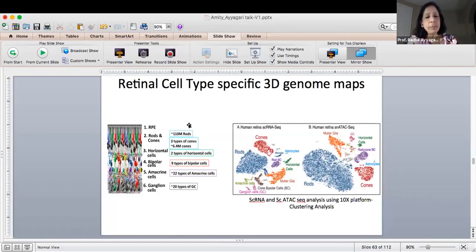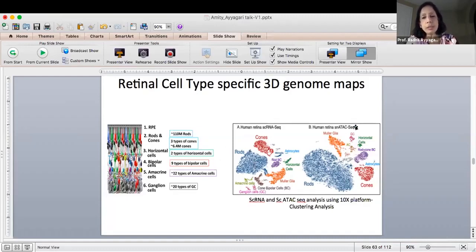So right now, my lab is focused on mapping the 3D genome of these individual cell types in the retina, because this information does not exist at this point. We have initiated these studies, and we have done RNA-seq. These are the different clusters. This is single cell RNA-seq, so that we can get the transcriptome profile of each individual type of cell. And you can see these clusters separating the cell types.